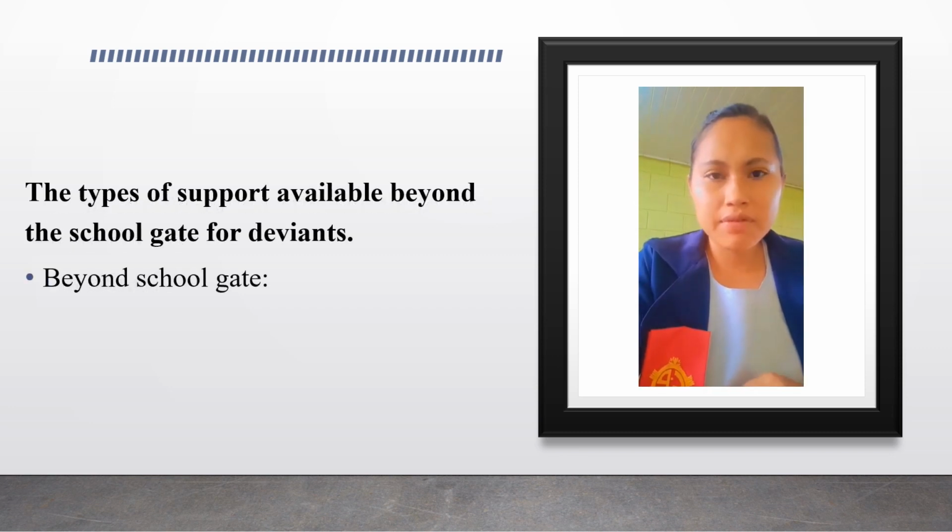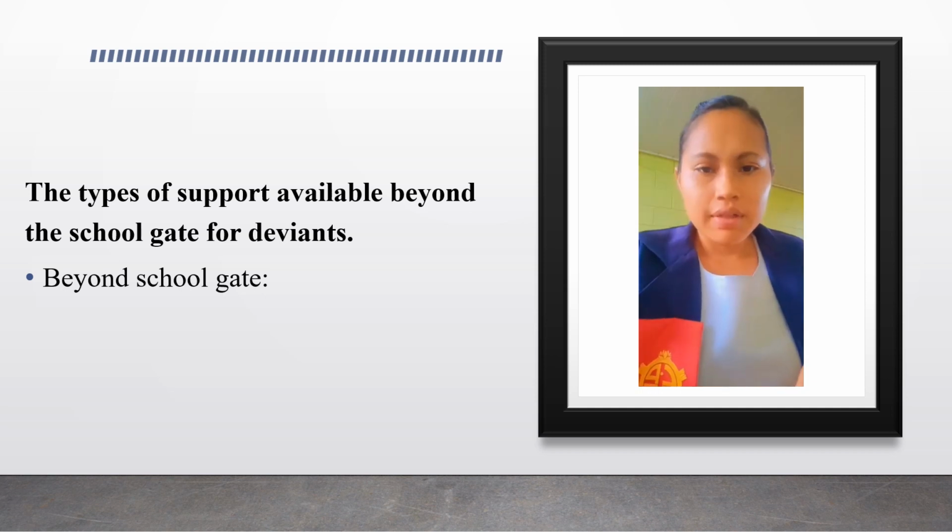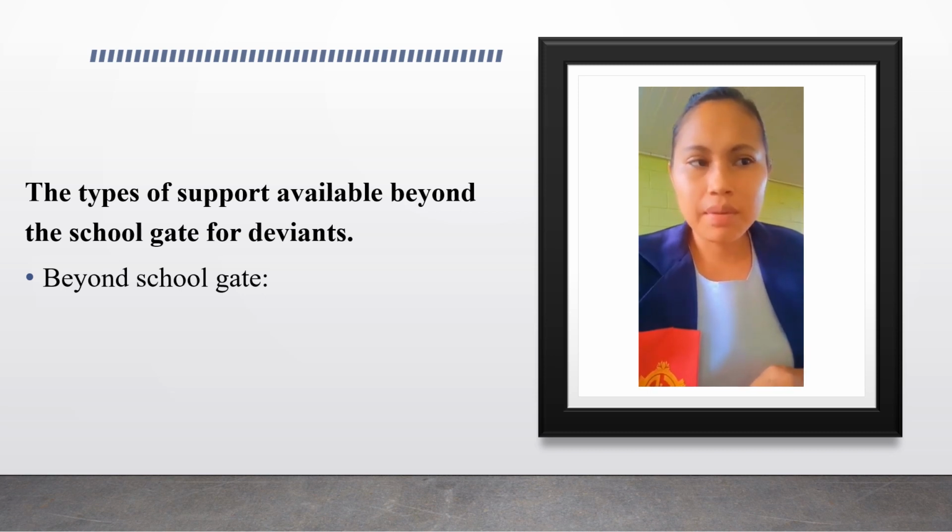Here are types of support available beyond the school gate for deviants. 1. Social services. This is where we can provide support to children and families in need. This can include access to housing, healthcare, financial assistance, and other resources that can help address the underlying causes of deviance.